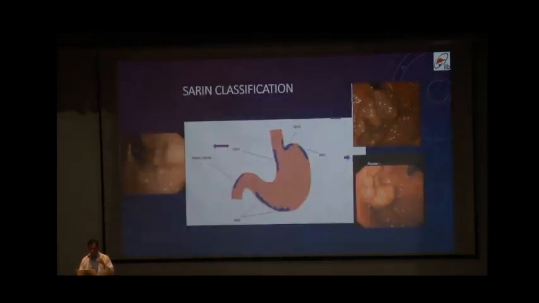So coming to the classification, and I think this is the most universally accepted classification all across the world. This classification, the Sarin classification, divides the gastric varices into GOV type 1, type 2, and IGV1 and IGV2. The relation of the anatomy is that GOV1 is closely related to the left gastric vein, whereas GOV2 and IGV1 are related to the short gastric as well as the posterior gastric vein, which again helps us to decide the therapies in these patients.